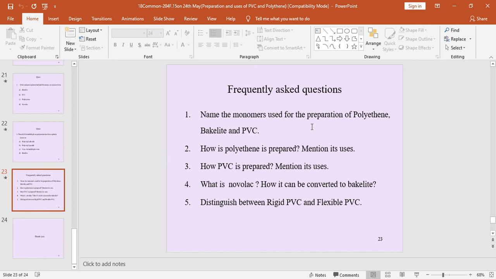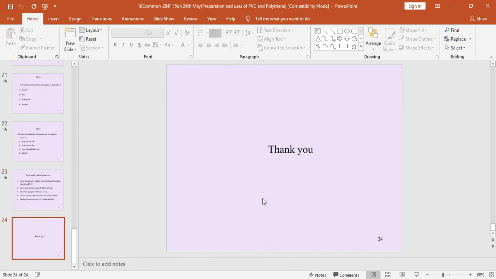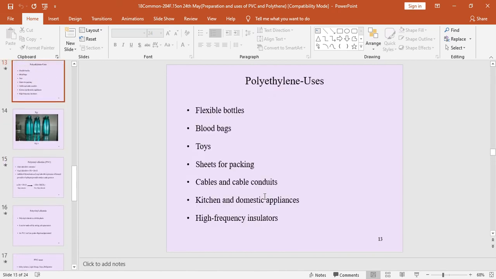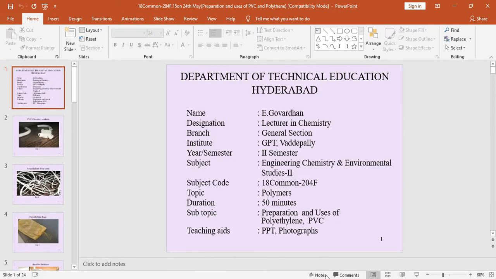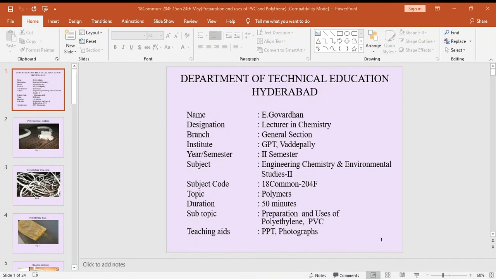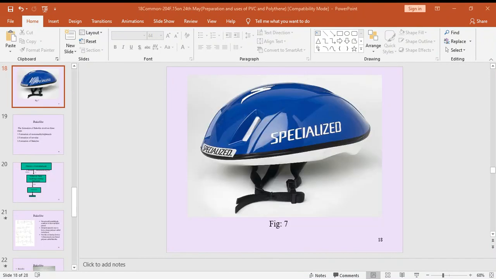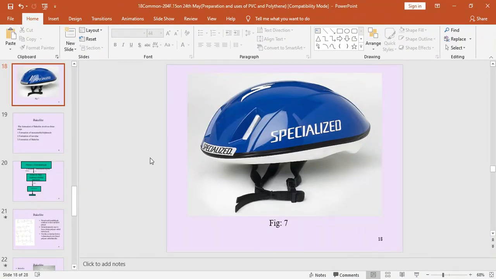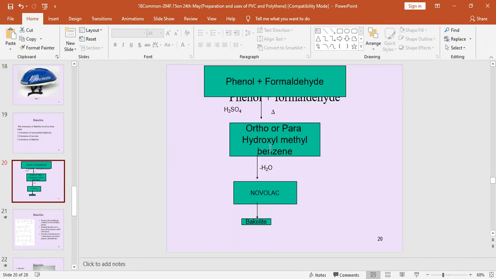Frequently asked questions: Name the monomer used for the preparation of polythene, bakelite and PVC. How is polythene prepared? Mention its uses. How is PVC prepared? Mention its uses. So these are the questions present in this chapter. And also we discuss preparation of the bakelite.